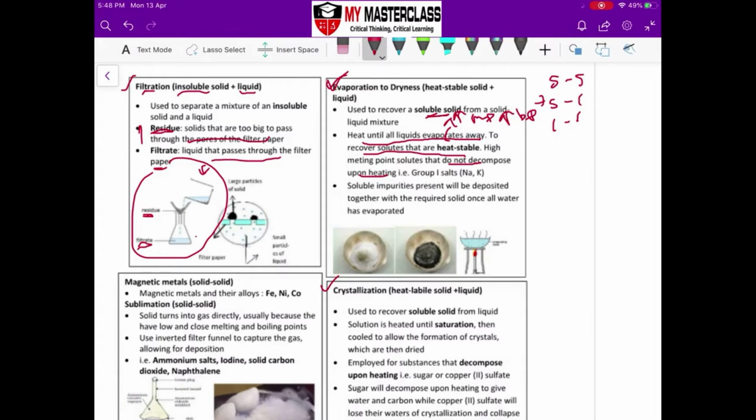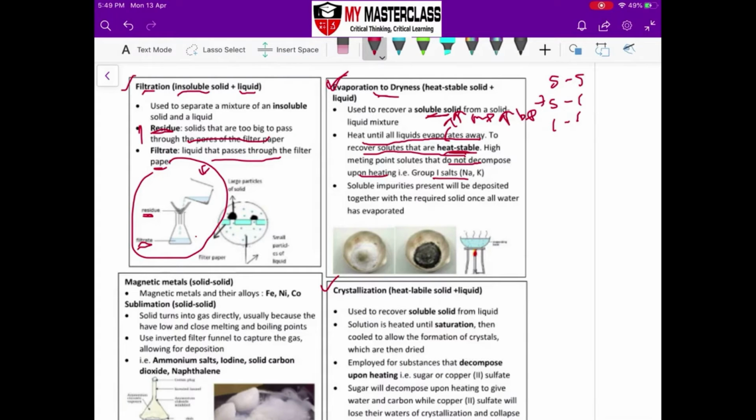So if your melting point is much higher, when I heat the mixture, the water, for example, which is the solvent, will boil or turn into water vapor at 100 degrees Celsius. The solute that has high melting point and high boiling point does not change state, so it will be left behind as crystals. So this method is called evaporation to dryness, where I heat until all the water is gone. As a rule of thumb, please know that your heat stable solids are the group 1 salts. So you see sodium chloride, sodium nitrate, potassium chloride, potassium nitrate. These are all heat stable solutes.